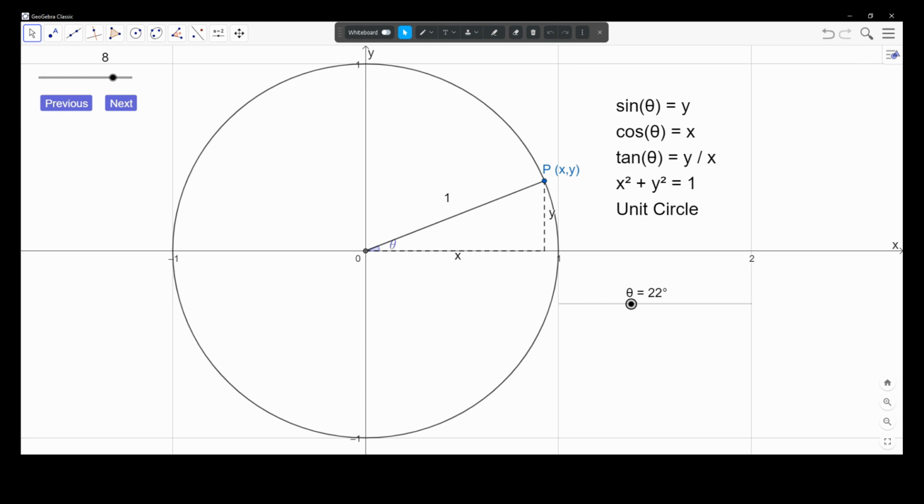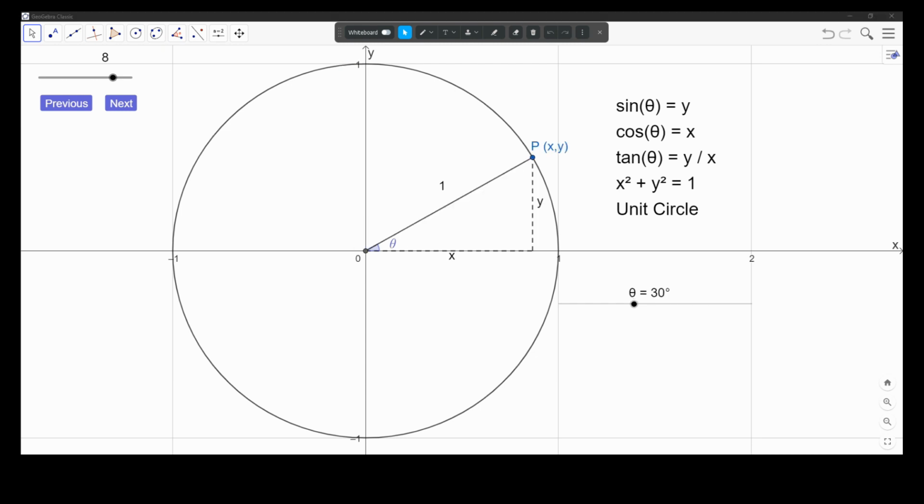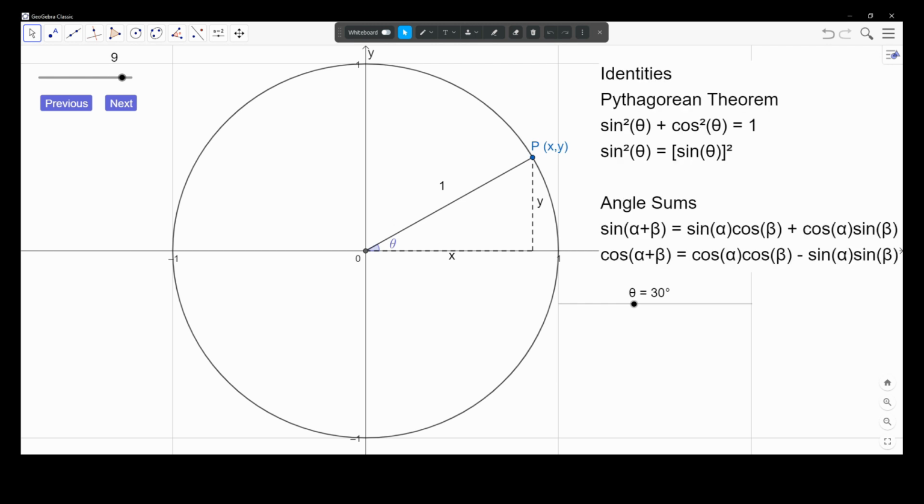Now the angle theta can vary, although my little slider here only goes from negative 180 to 360. In theory, that angle can go from negative infinity all the way to positive infinity. Now, when you start studying trigonometry, if you did it in a classroom setting, you would spend most of your time studying the consequences or deriving directly these identities.